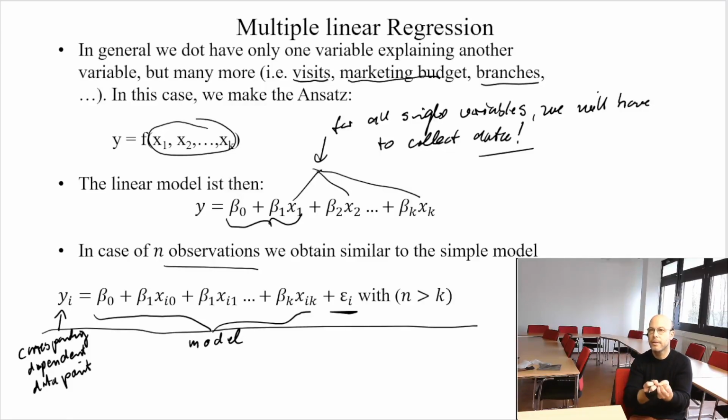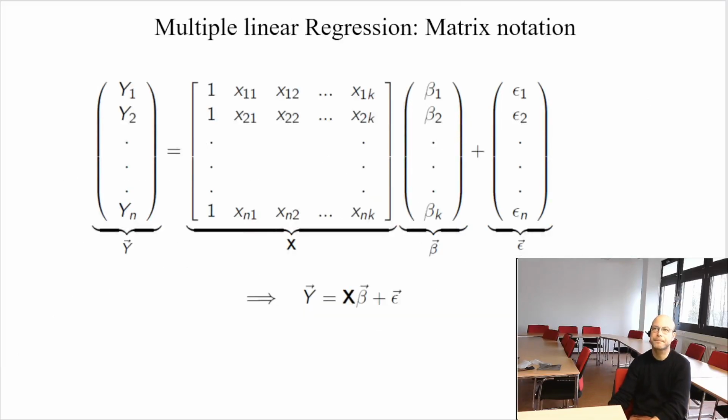So if we have a sample size where we asked 1,000 people downtown Wilhelmshaven if they want to eat chocolate, then we have 1,000 data points. And this we can write in a compact way in a matrix and vector combination.